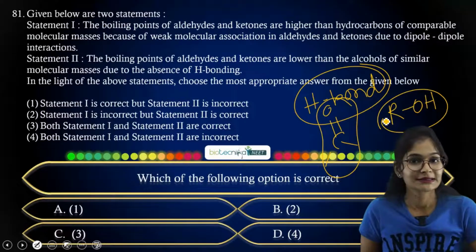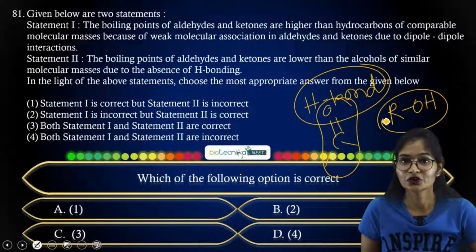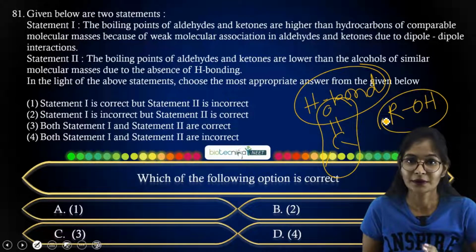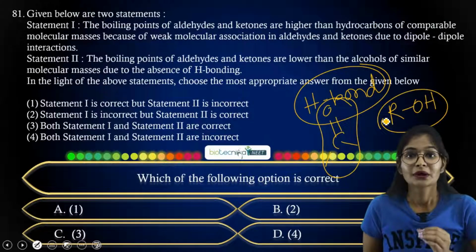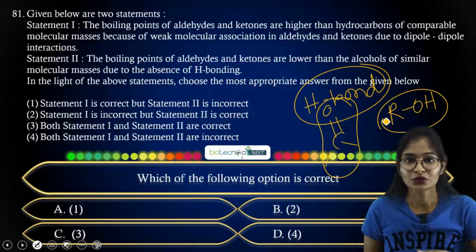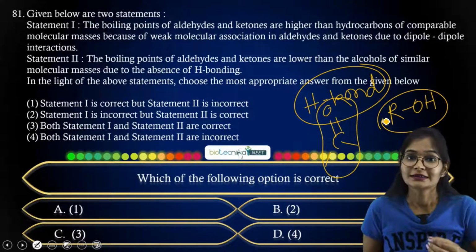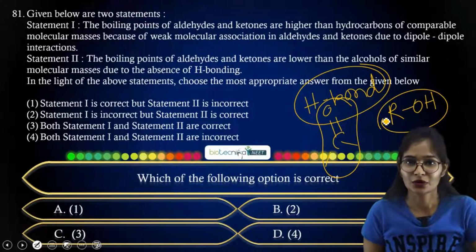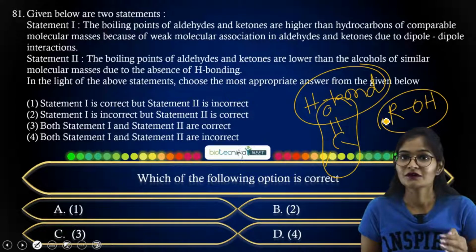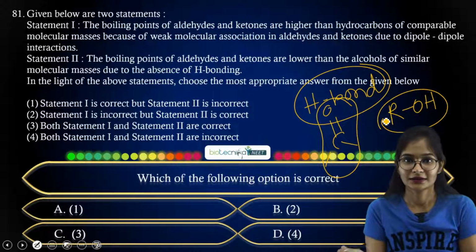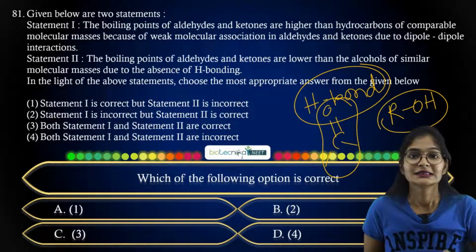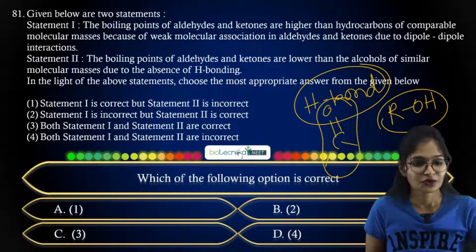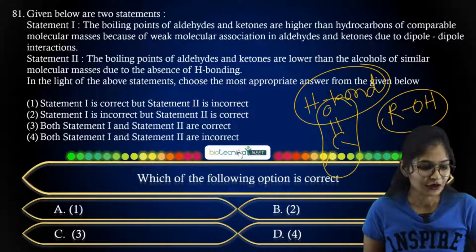No doubt there might be hydrogen bonding in aldehydes and ketones, but only the lower ones will have it, like methanal and so on. But when you increase the hydrocarbon part on the aldehydes and ketones, there is no hydrogen bonding, and that's why their physical state changes from gaseous to liquid. Because of this, statement 1 and statement 2, whatever they have given, both are correct, and option C is correct here.